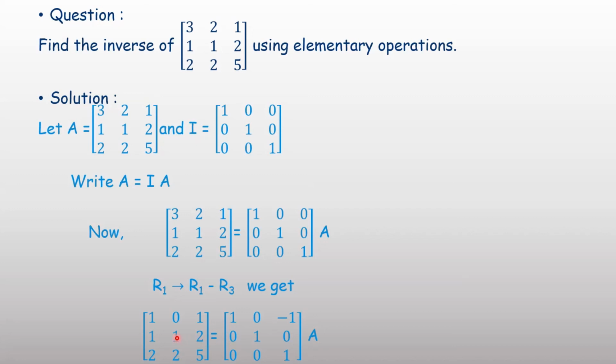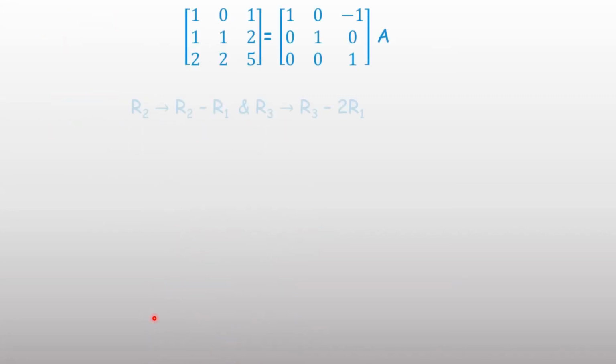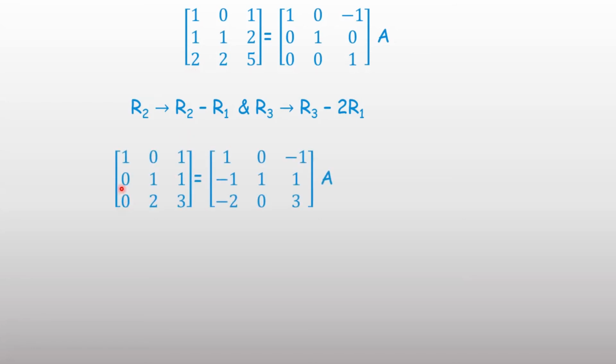Then next step, remaining two elements of first column have to write 0 with the help of R1. Note down as R2 replaced by R2 minus R1, 1 minus 1, 0, and R3 replaced by R3 minus 2R1. You will get 0 here. R2 minus R1 apply. You will get elements of R2 as 0, 1, 1, and here minus 1, 1 and 1. R3 replaced by R3 minus 2R1. Elements of third row you will get 0, 2, 3, minus 2, 0 and 3.